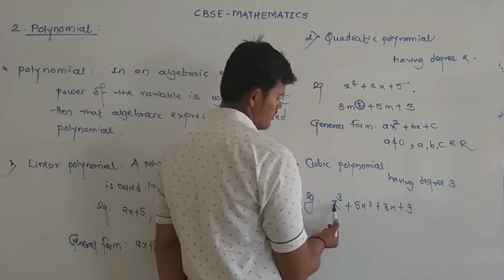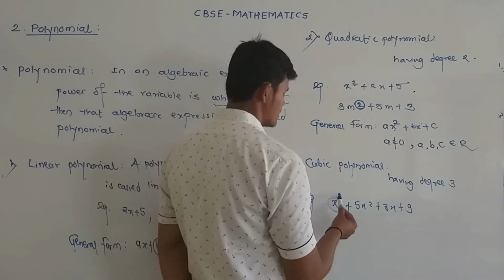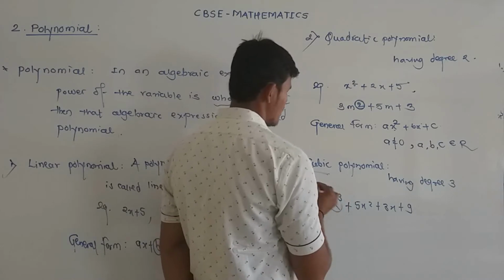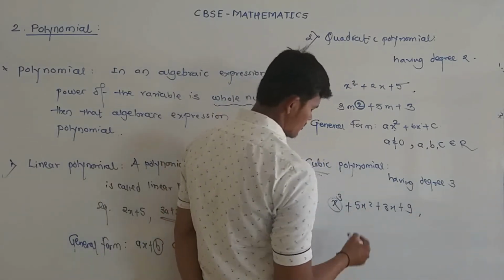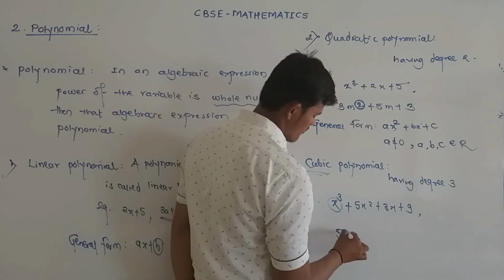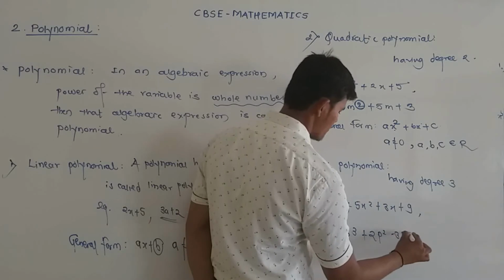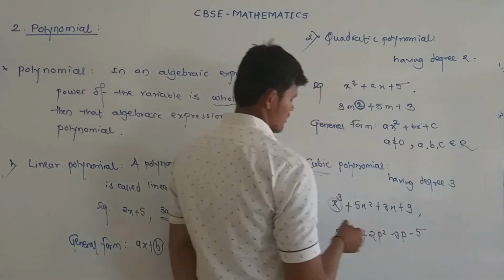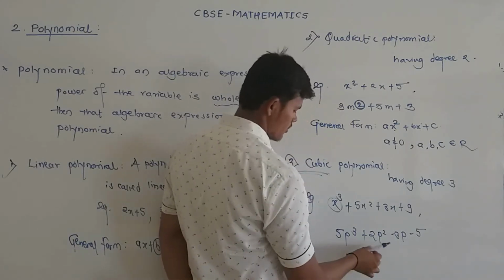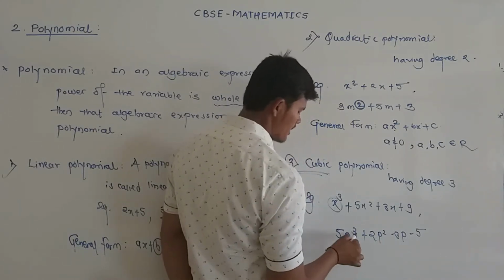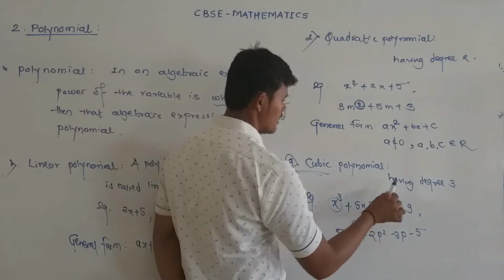Given a polynomial contains variable x and the maximum power of variable x is 3, therefore it is known as a cubic polynomial. Okay, let's take another example. 5p cube plus 2p square minus 3p minus 5. So this is the example of cubic polynomial because the given polynomial contains the variable p and the maximum power of the given polynomial is 3. That means degree is 3.